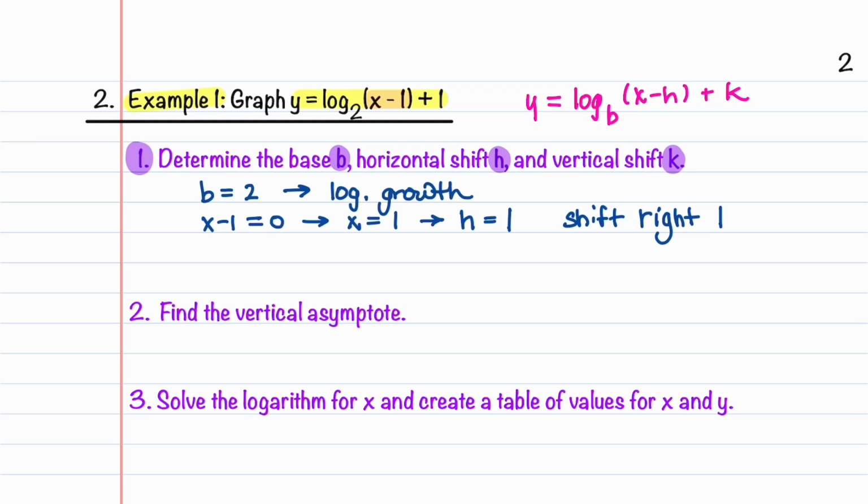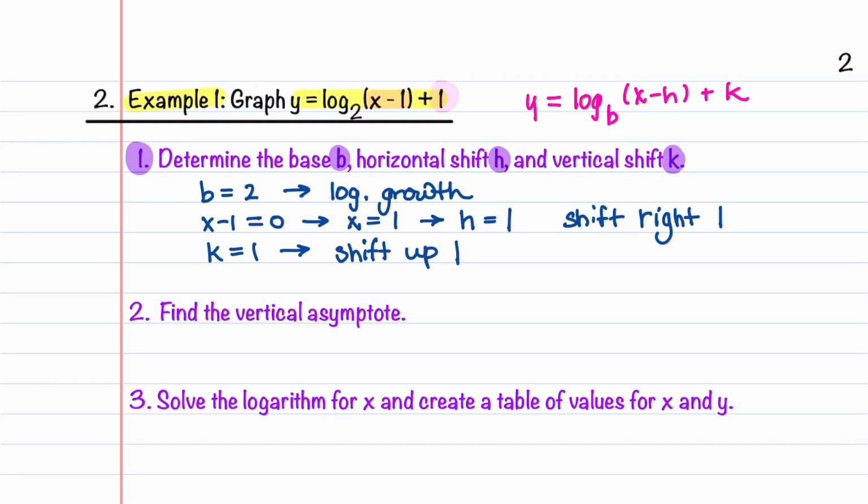Now let's look at our vertical shift. Our vertical shift is just the standalone constant in our equation. So let's write down that k is equal to 1, and it's positive, so that means that our graph is going to shift up by 1 unit.